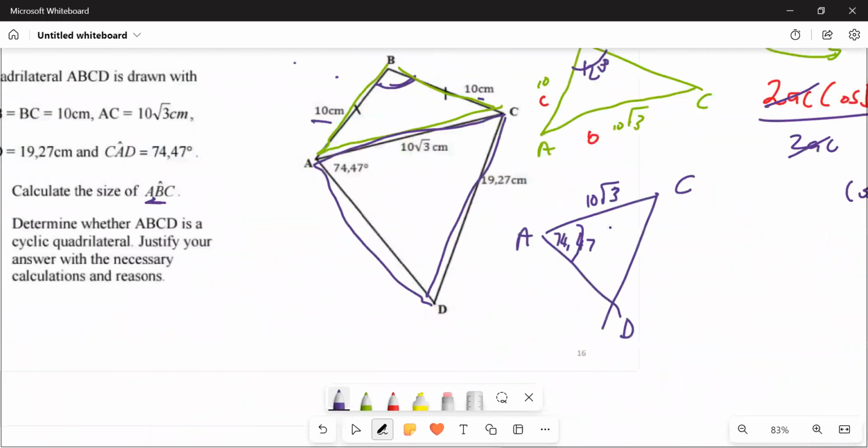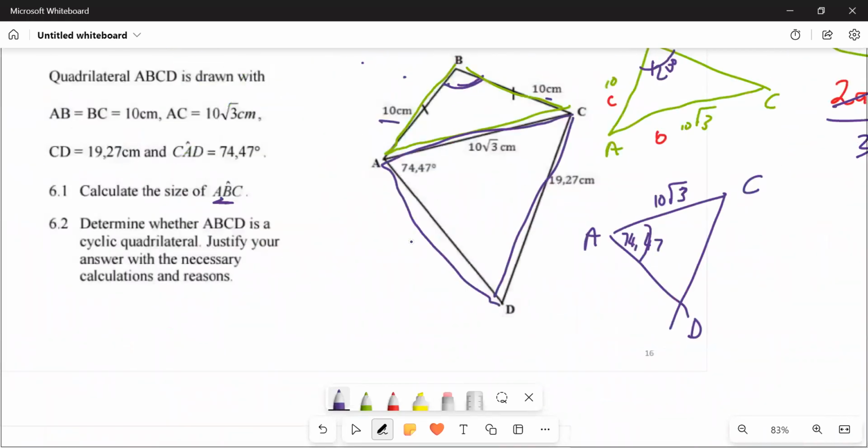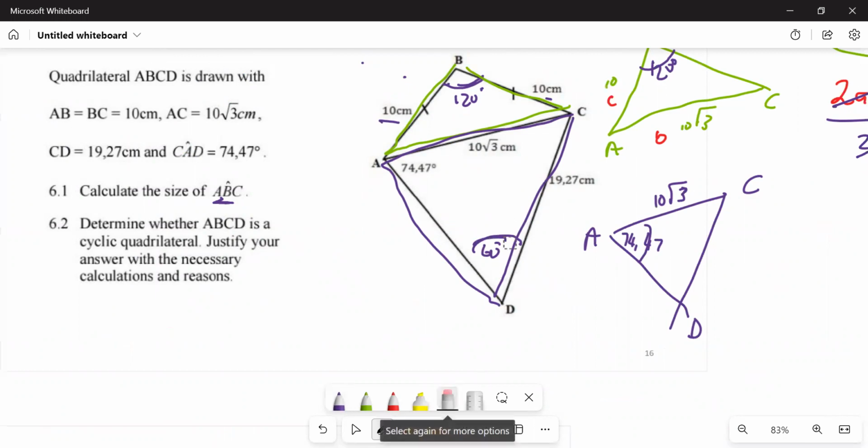What is the next question? They say determine whether A, B, C, D is a cyclic quadrilateral. Okay? Now, if this thing is a cyclic quadrilateral, it means because we already know this one here, it's 120, this one here has to be 60. Again, opposite angles of a cyclic quad add up to 180. You know? Let's go and prove which one is this angle here. We don't know what is that angle, but we're going to calculate it now.